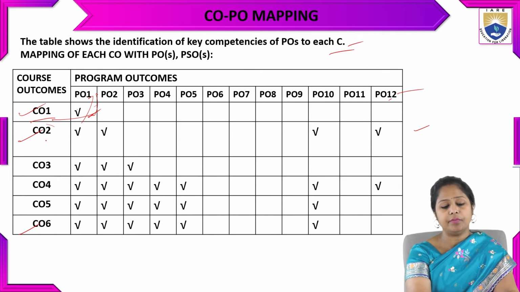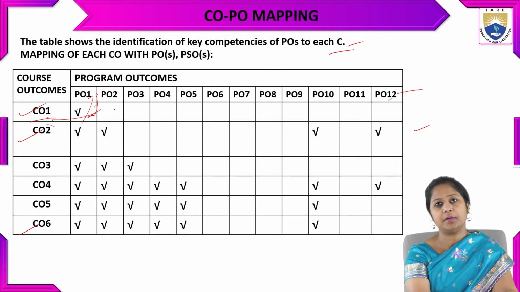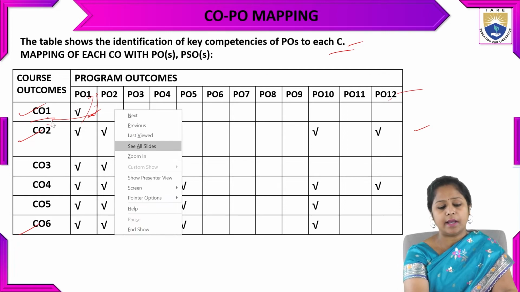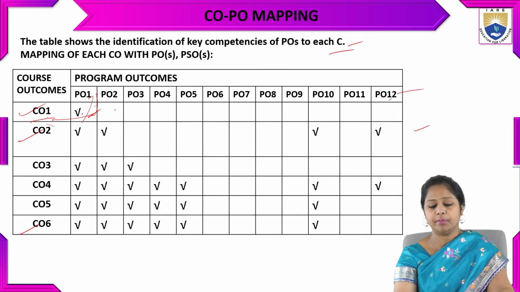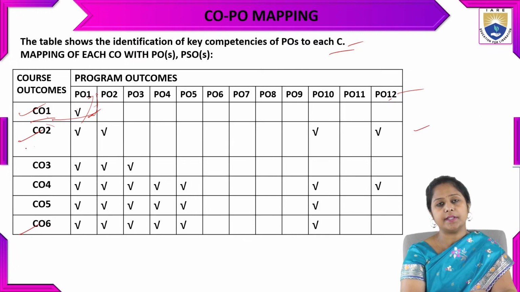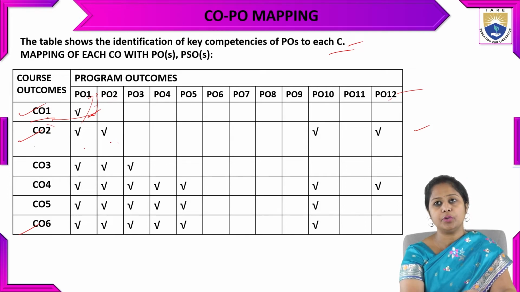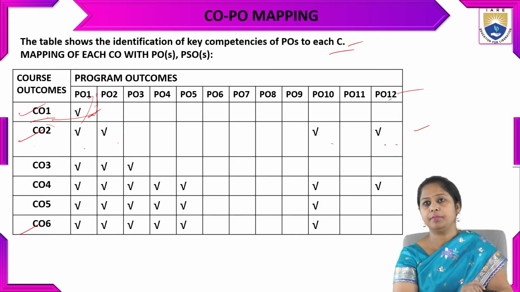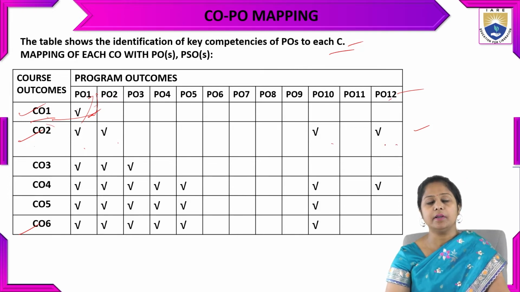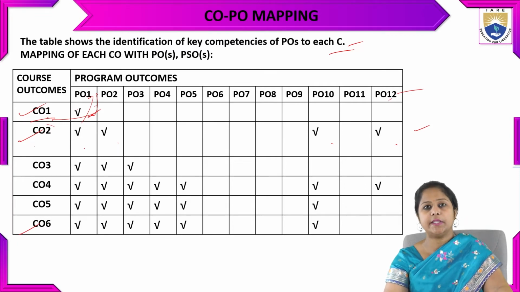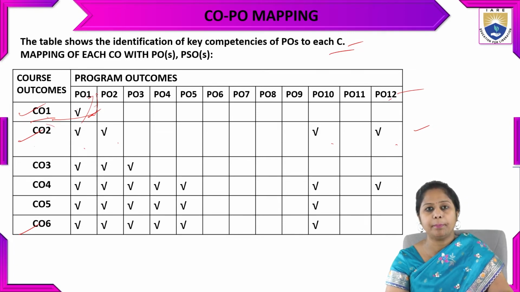Again, the CO1 and PO2 will not be mapped. After that, the CO1 will not map with any other POs. After that, the CO2 will be mapped with the PO1 as well as with the PO2, PO10 and PO12. So on the basis of the different competencies with each CO, that is going to be achieved by each of the POs.